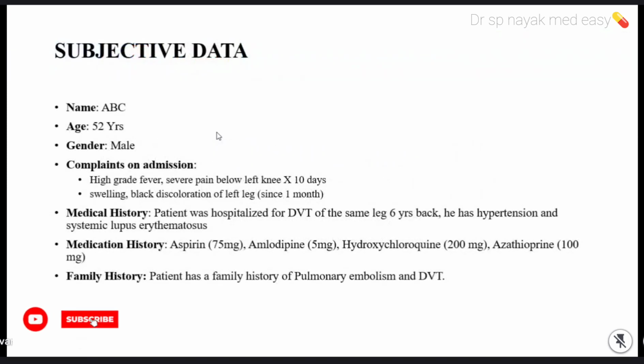Our case involves a 52-year-old male who came to the clinic with complaints of high-grade fever and severe pain below the left knee since 10 days. He also had swelling and black discoloration of the left leg since 1 month.